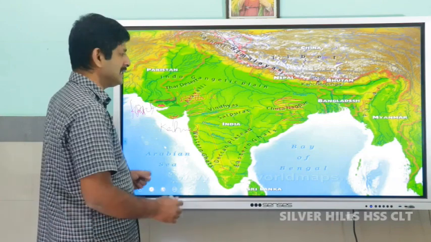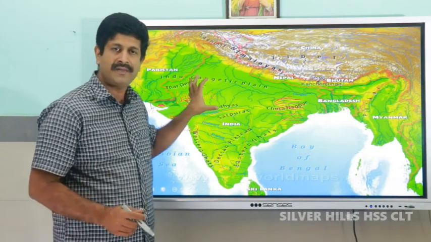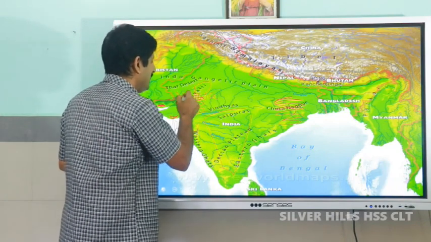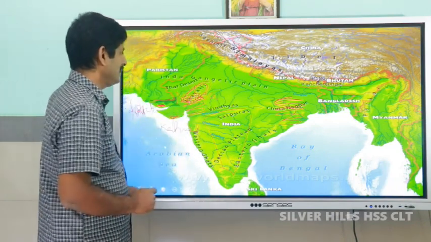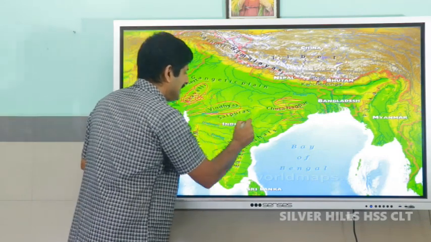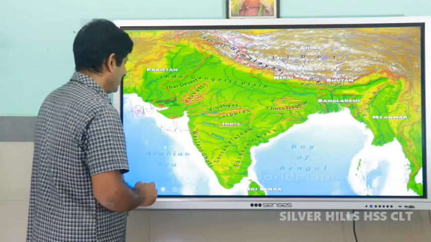Now we are moving towards the mountain ranges here. When we are talking about the mountain ranges, the main one is the Aravalli. Here the Aravalli. Then we have the Vindhyas, and last we have the Satpura.